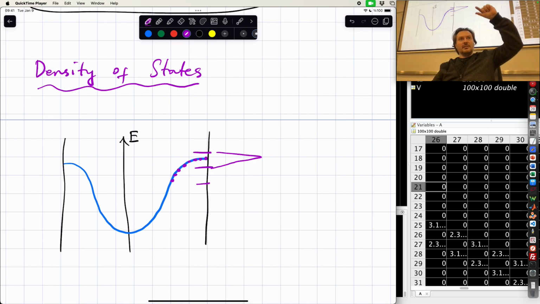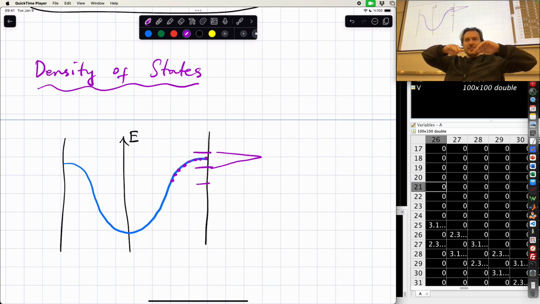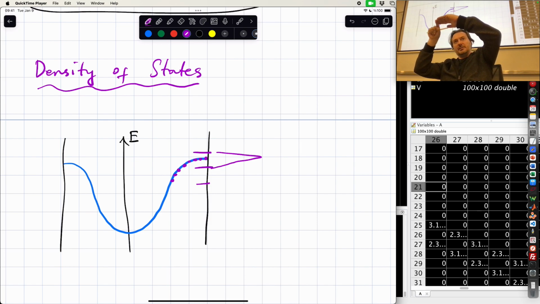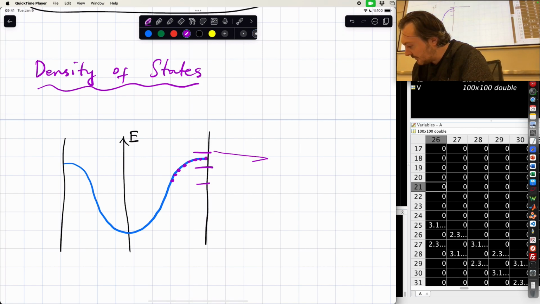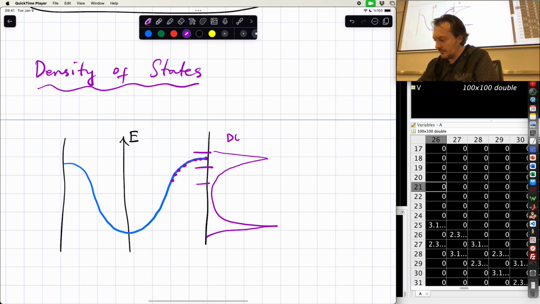Do you see it? Whenever the band, do you remember the band? Whenever the band becomes horizontal, density of states has a peak, because in a narrow range of energy, you have a lot of states, right? But whenever the band is really steep, then you have a dip in the density of states. So if we were to draw the density of states of this object, we would get something like that, density of states. Okay?